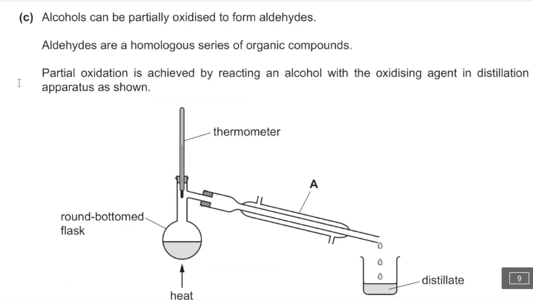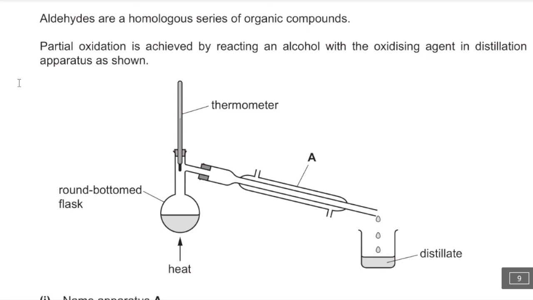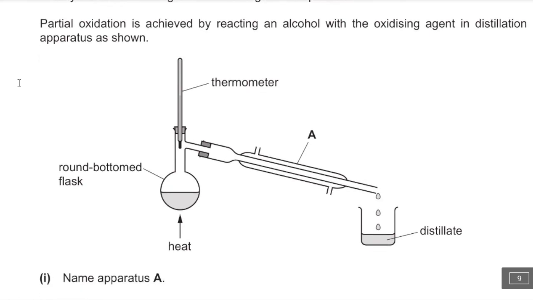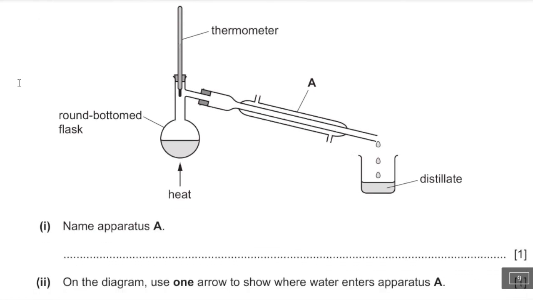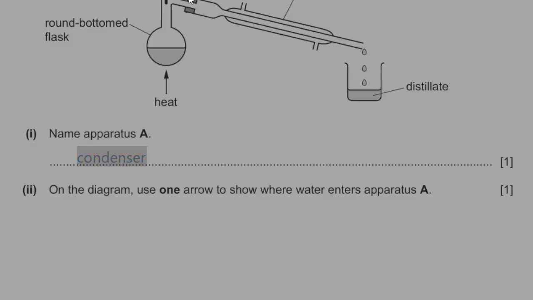C. Alcohols can be partially oxidized to form aldehydes. Aldehydes are a homologous series of organic compounds. Partial oxidation is achieved by reacting an alcohol with the oxidizing agent in distillation apparatus as shown. 1. Name apparatus A. So A over here is a condenser. 2. On the diagram, use one arrow to show where the water enters the apparatus. Right, so water enters from this inlet over here.